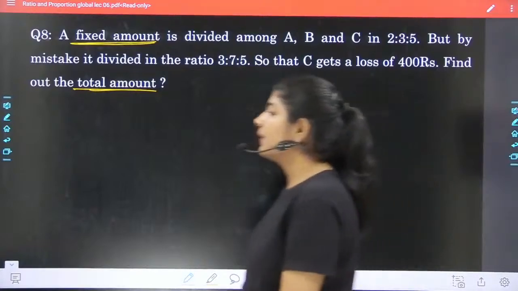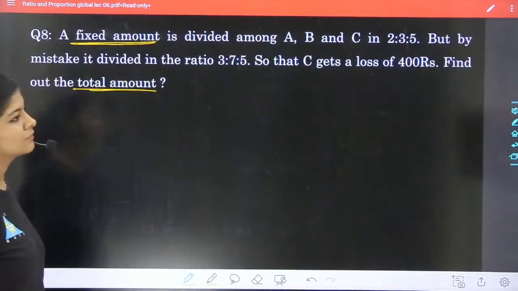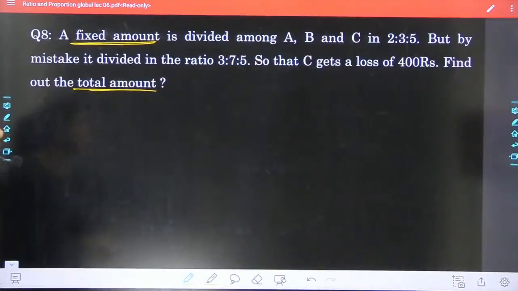How do I calculate this fixed amount? $2,400. Very good, Rajesh.